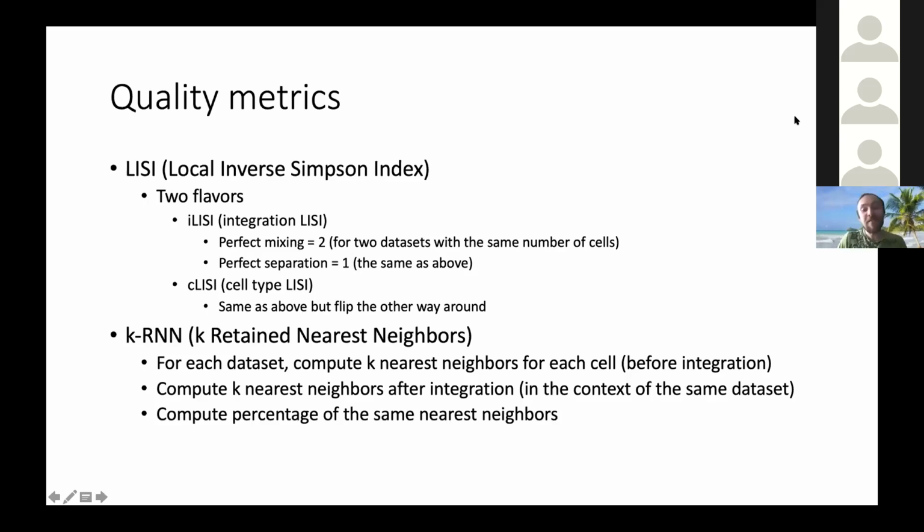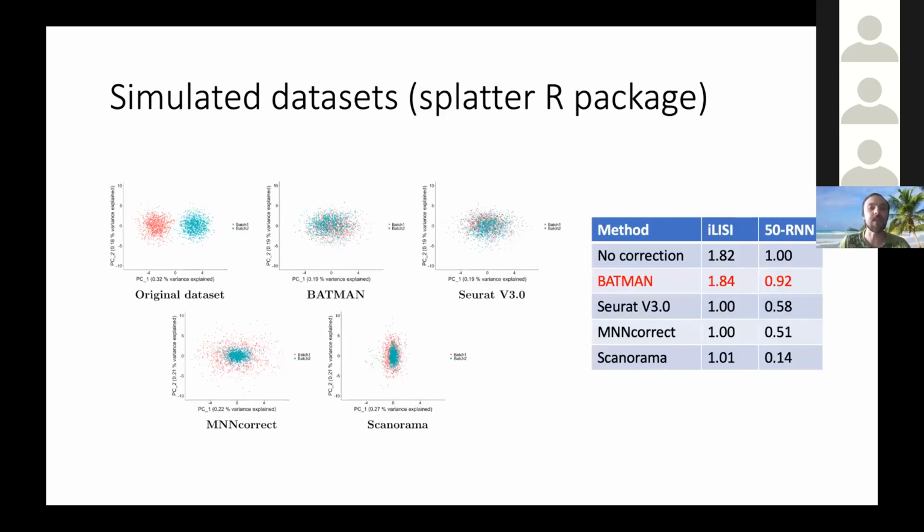And we're computing the same kind of thing after integration in the context of the same data set. And so we take the intersection of these two sets in order to compute how many nearest neighbors we are preserving, so how well we keep the local structure of each of the data sets. So these are the two metrics.